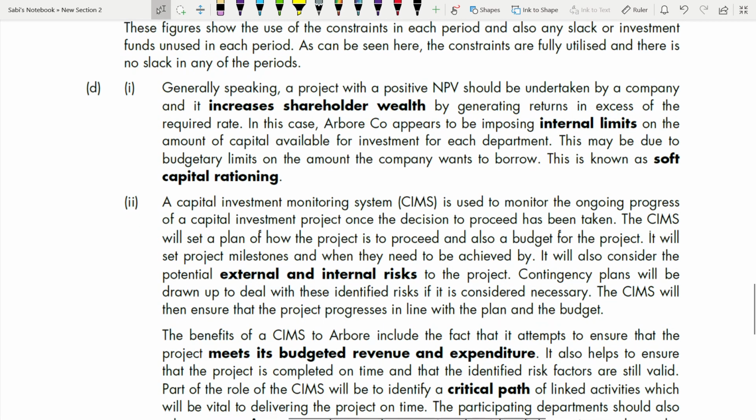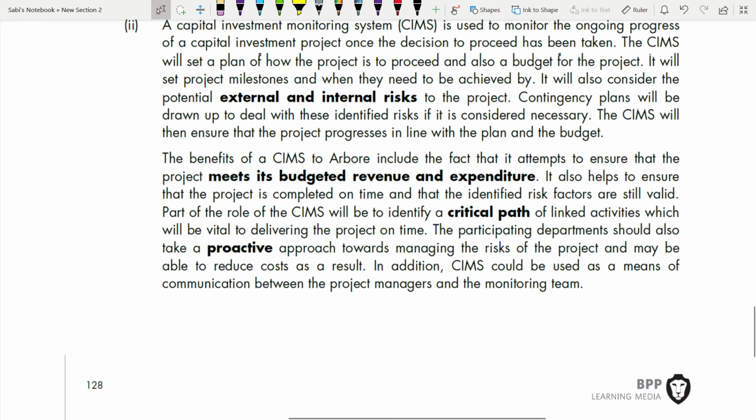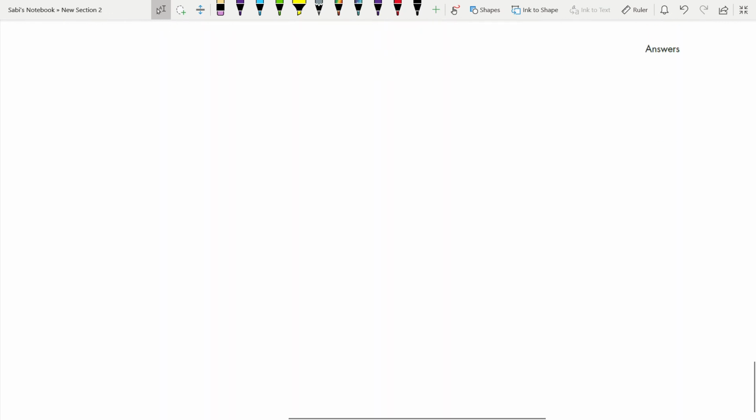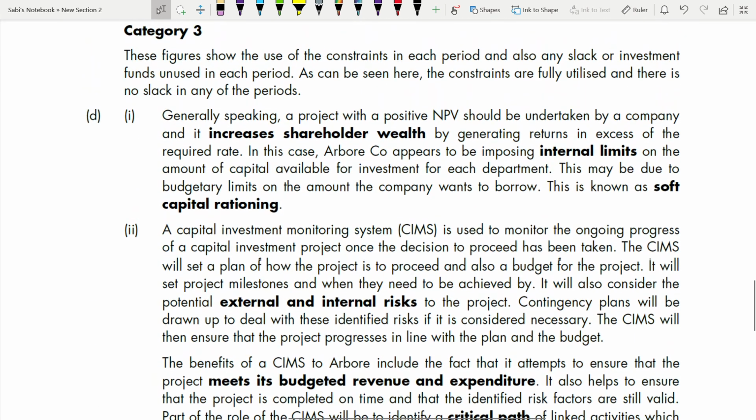Now let's go to this. Why is capital rationing there and what are the benefits of a capital investment monitoring system? So we'll just quickly go through this. The reason I'm going through this is that this is a question which has a very high chance of appearing in your exam.